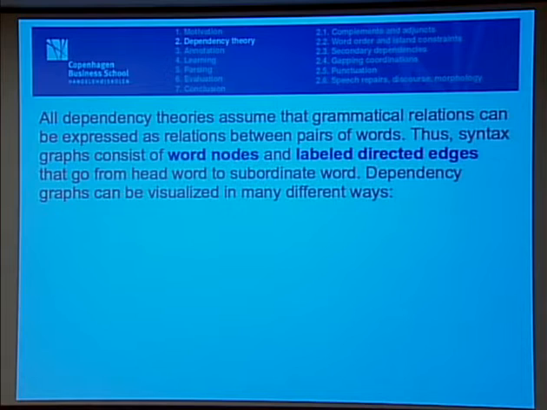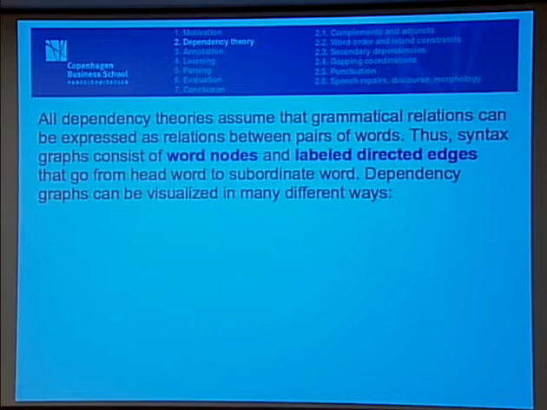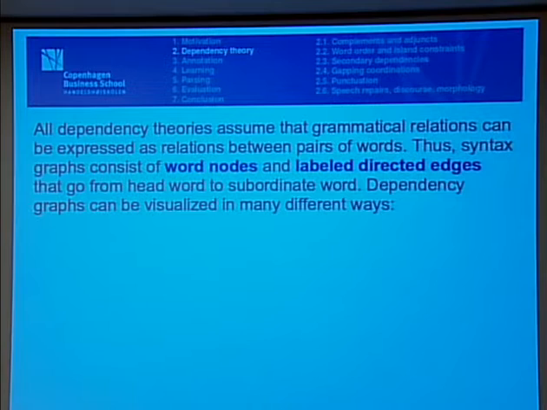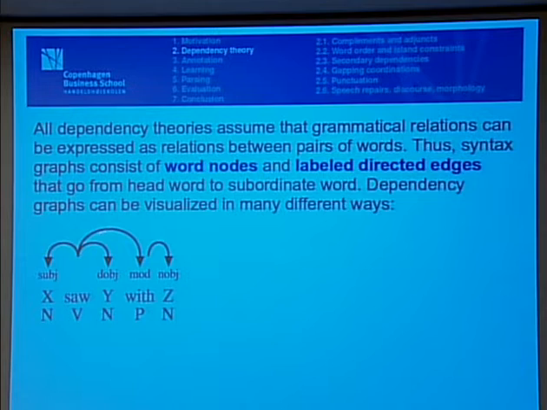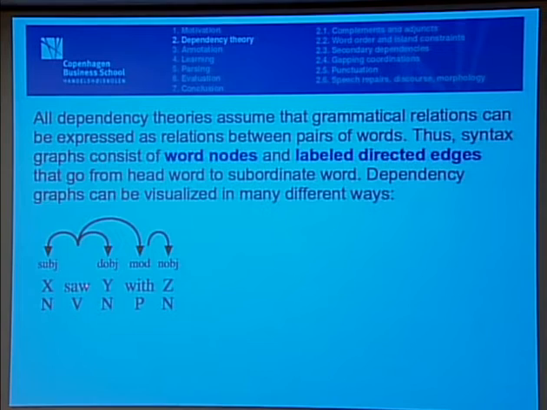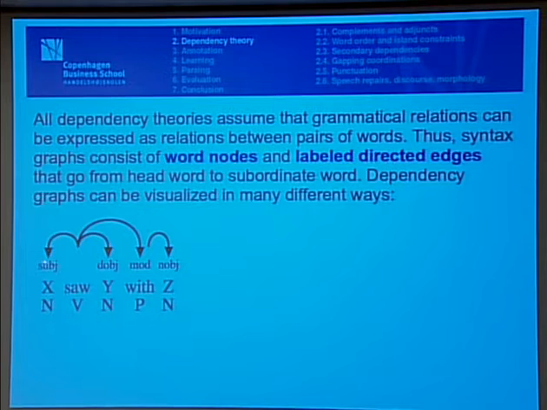So all dependency theories assume that grammatical relations can be expressed as relations between pairs of words. Syntax graphs consist of word nodes and labeled directed edges that go from a head word to a subordinate word. Dependency graphs can be visualized in many different ways. Here's one, the one I'm using within my framework, where if we want to encode that the phrase headed by X is the subject of the verb saw, we simply draw an arc from saw to the head word X, indicating that it is a subject by means of this label.